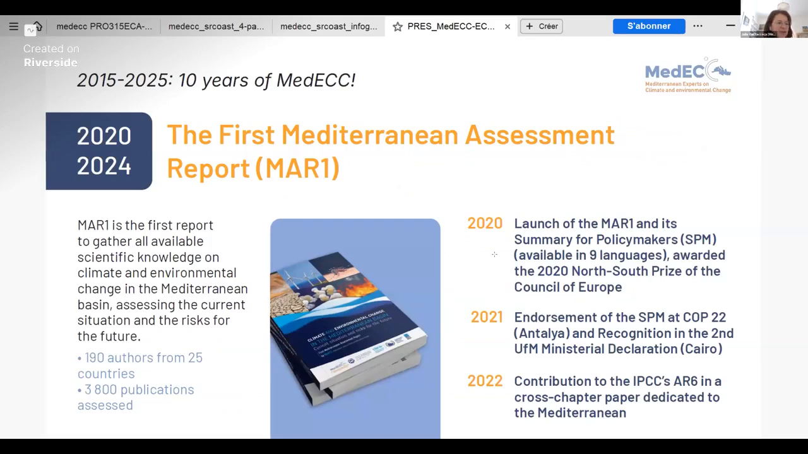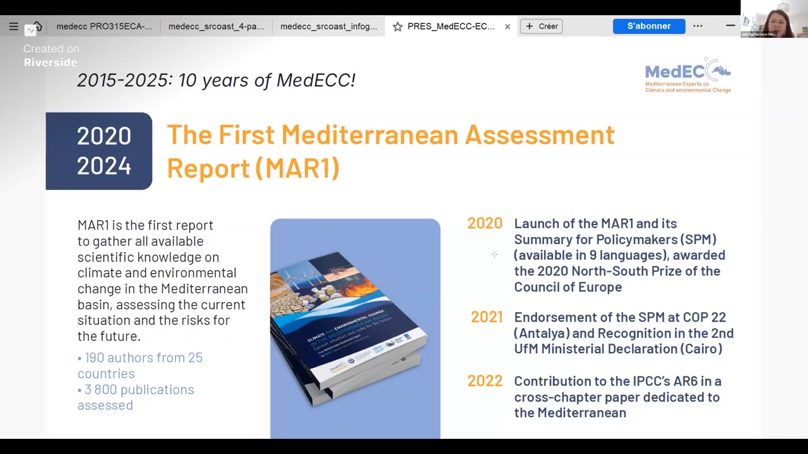So the first big achievement was the publication of the first Mediterranean assessment report in 2020. It was elaborated by 190 authors from 25 countries that assessed more than 3,000 publications in this work. It includes a summary for policymakers, as in the IPCC reports. It is now available in 9 languages. And the summary for policymakers was recognized by the 2 main institutions I was talking about before.